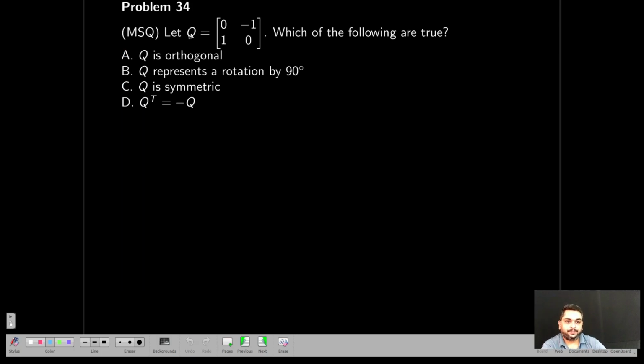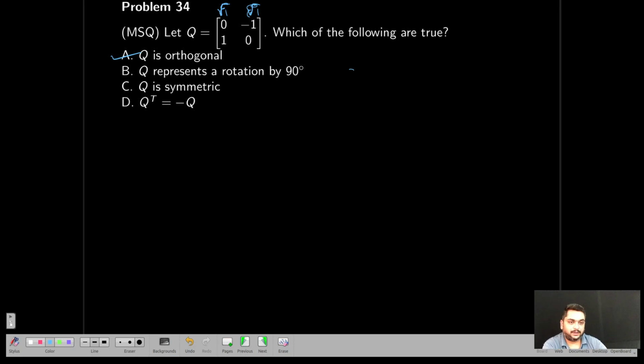Next, let Q equal to this matrix. Which of the following are true? Q is orthogonal. Check the orthogonality. So the length of this column is 1. This also 1. The square root of 1 means 1 only. And then this dot product is 0. So it is orthogonal.